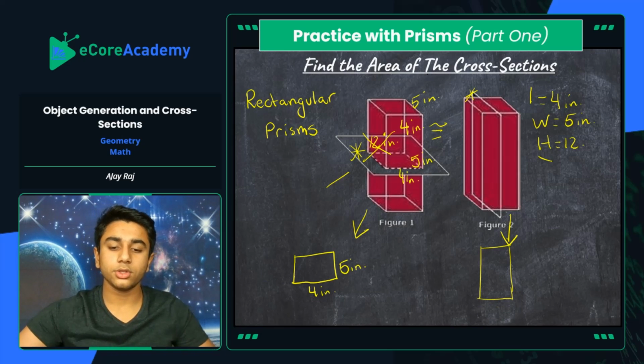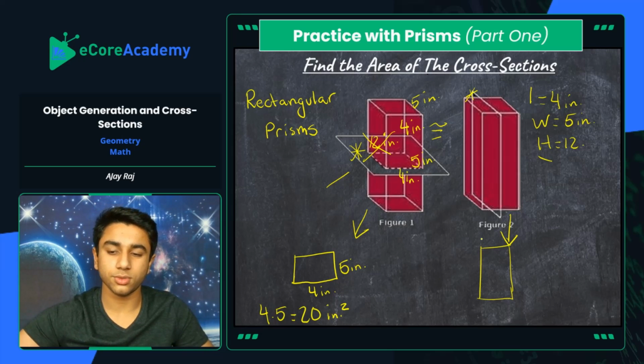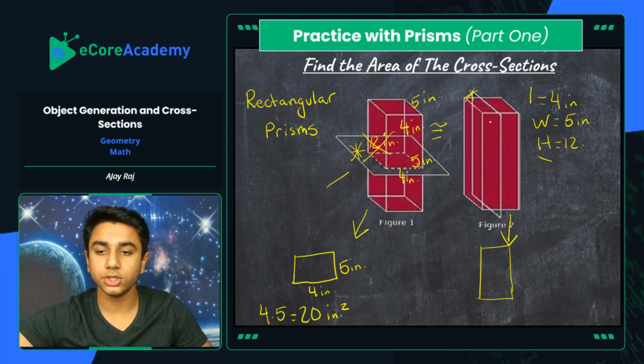All right. So what we're going to do here is our basic length times width. So we have 4 times 5 because this is a rectangle. So 4 times 5 equals 20 square inches. And then, of course, we have our second cross section here. We know that our length is 4 inches here, our width is 5 inches right here, and our height is 12 inches.